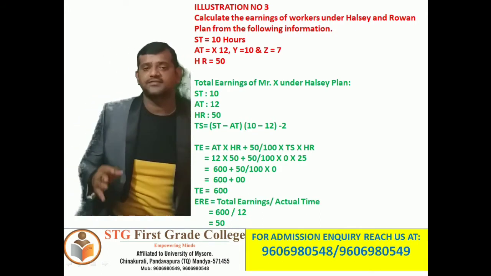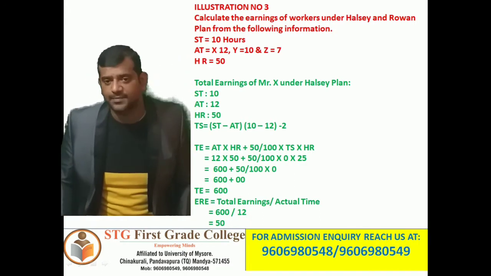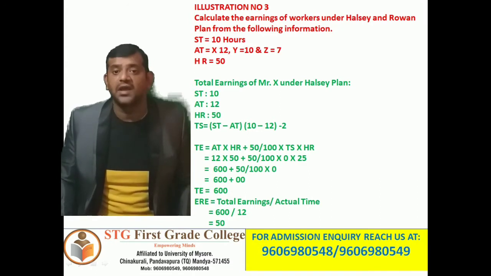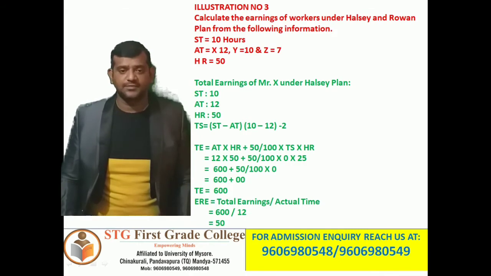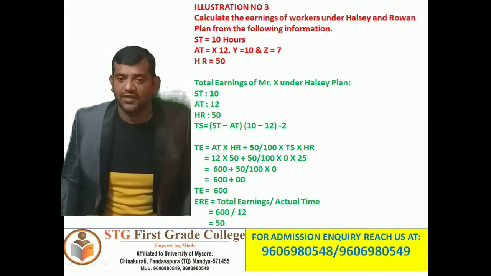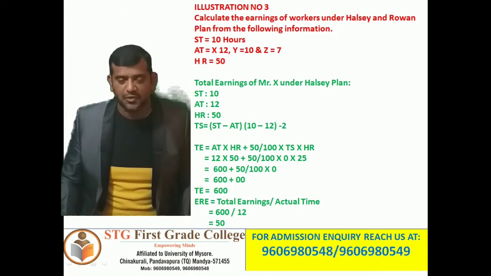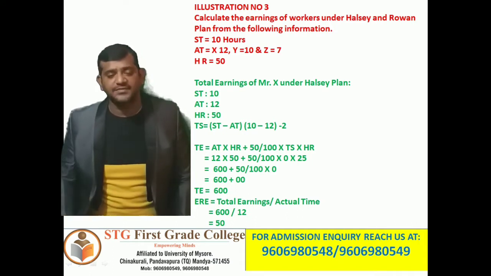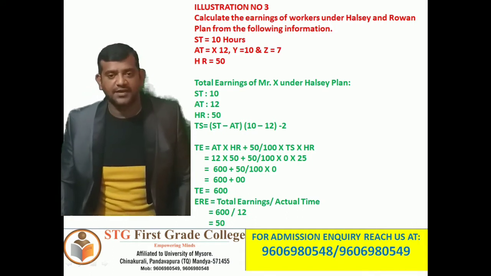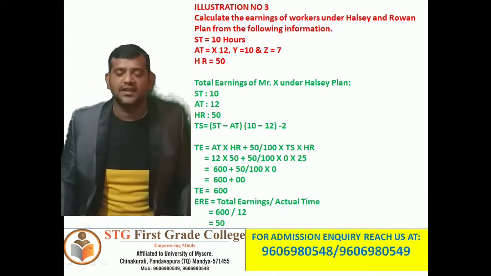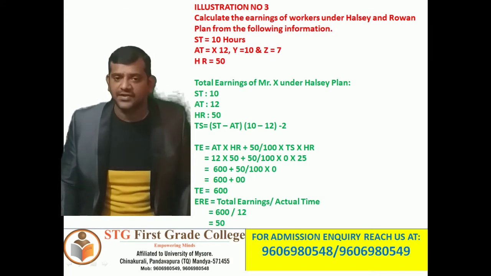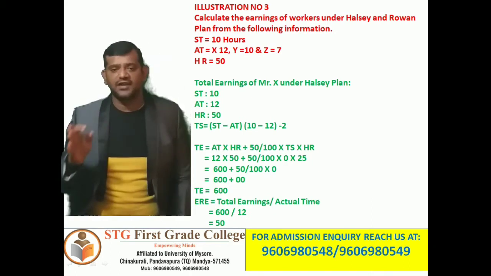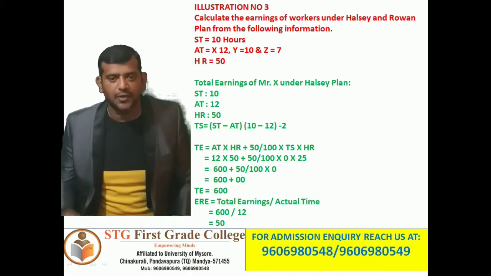So total earnings equals actual time into hourly rate plus 50 divided by 100 into time saved into hourly rate. That is actual time 12 into 50 plus 50 divided by 100 into 0 into 25, because time saved is negative. So whenever negative comes, we consider that as 0, and into 25. So 12 into 50 is 600 plus 50 divided by 100 into 0. So 50 divided by 100 into 0 is 0, 600.